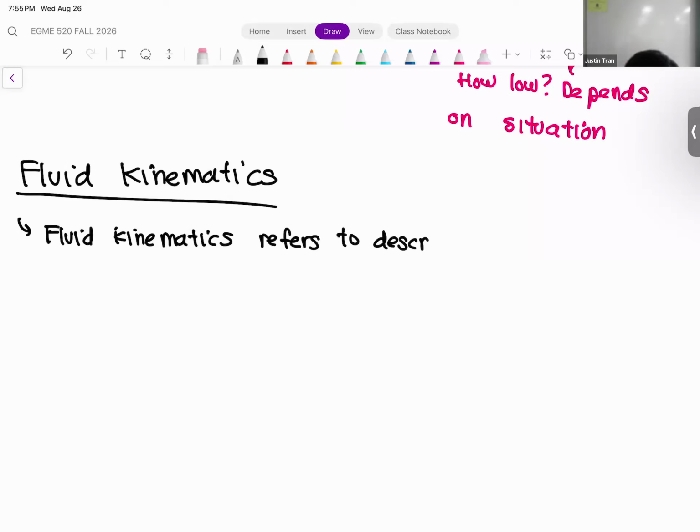Which, for all fields of science, this is always the first step of learning a new subject, right? Because in order to analyze something, in order to really learn about it, you have to know how to describe it, right? And so kinematics is that science, the description of fluid flow. You can think of it as the language of fluid motion, the language of fluid mechanics.